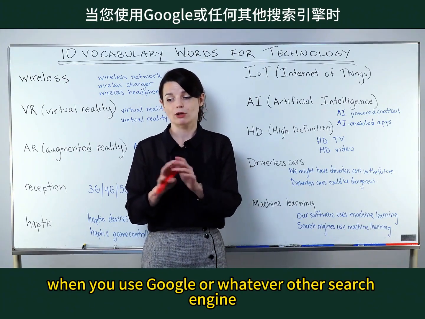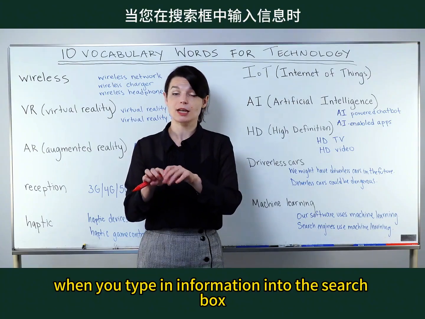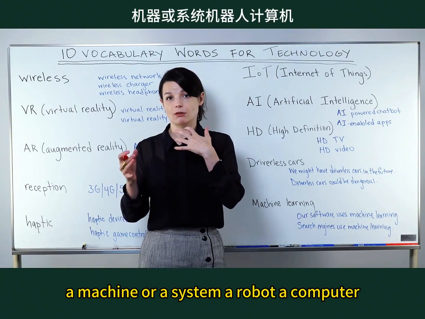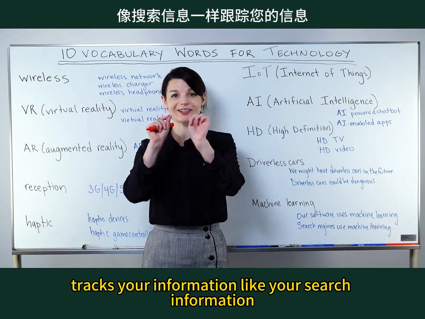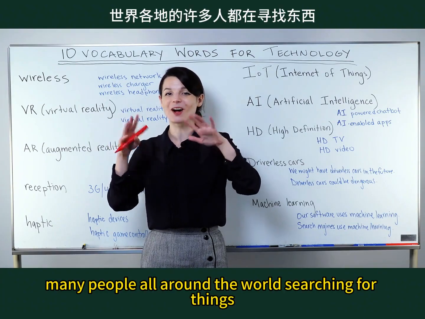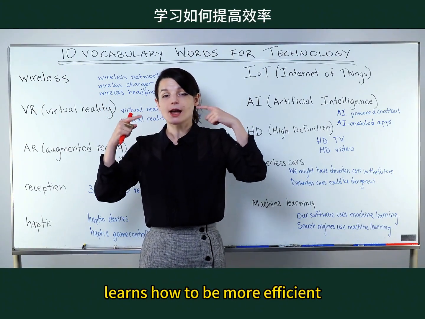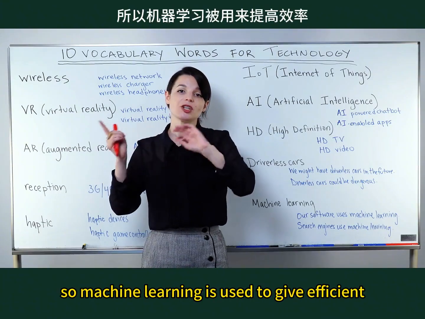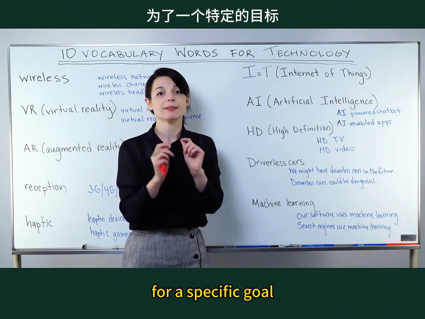So this means when you use Google or whatever other search engine, when you type information into the search box or when you search for something in Google, a machine or a system, a robot, a computer, tracks your information, like your search information, and over time, with many, many people all around the world searching for things, the system, this machine, learns how to be more efficient. It learns how to give the best results. So machine learning is used to give efficient or good results for a specific goal.